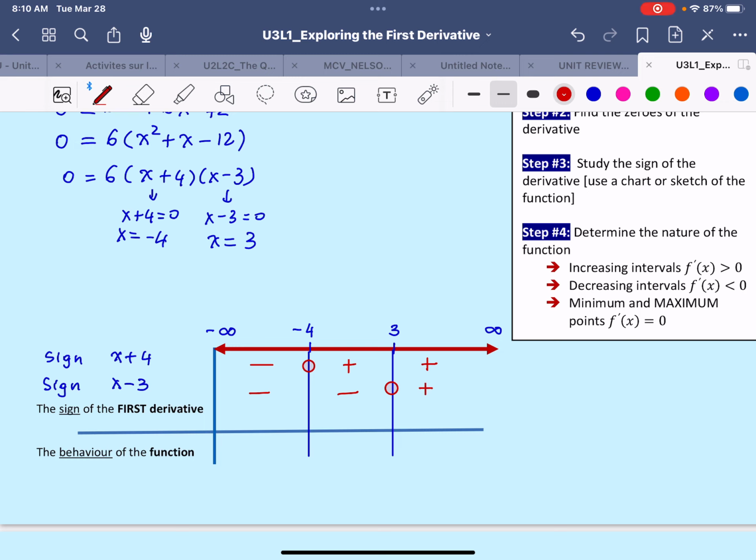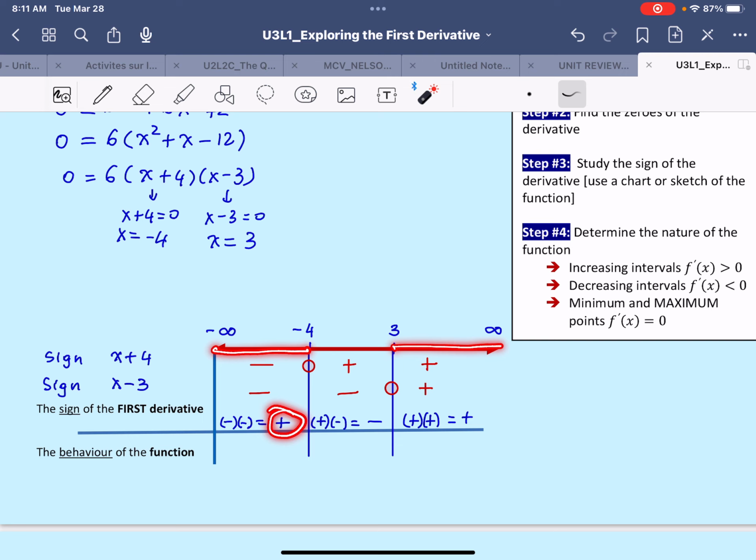Now, based on the signs of each factor, we are going to determine the sign of the derivative. So remember that two minuses will make a plus. So I will indicate this one in here. A plus and a minus will multiply to a minus, and two pluses will multiply to a plus. So the sign of the derivative will be positive for x values between negative infinity and negative 4, and from 3 to infinity. And it will be negative between negative 4 and 3.